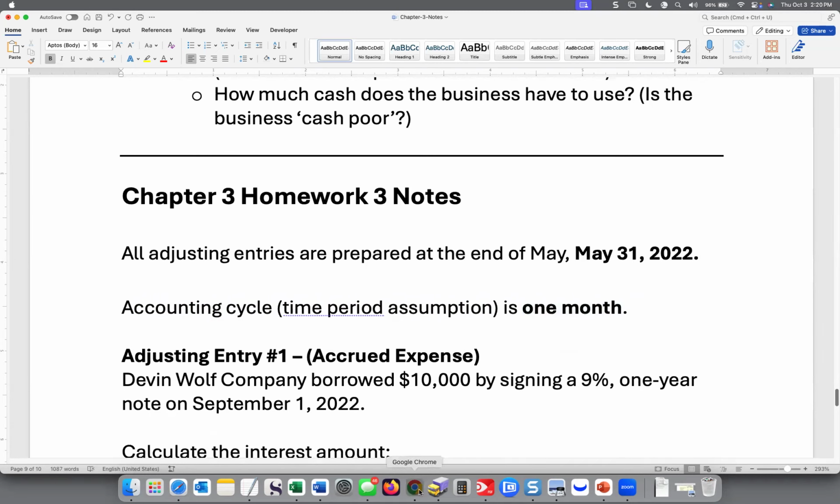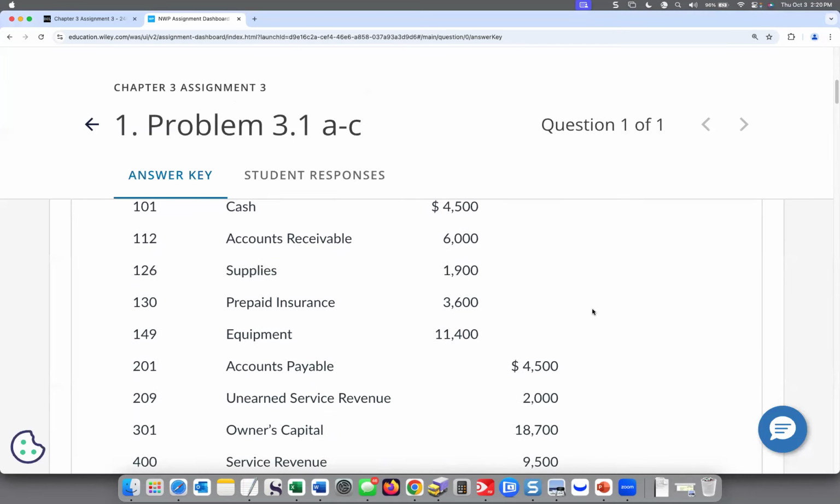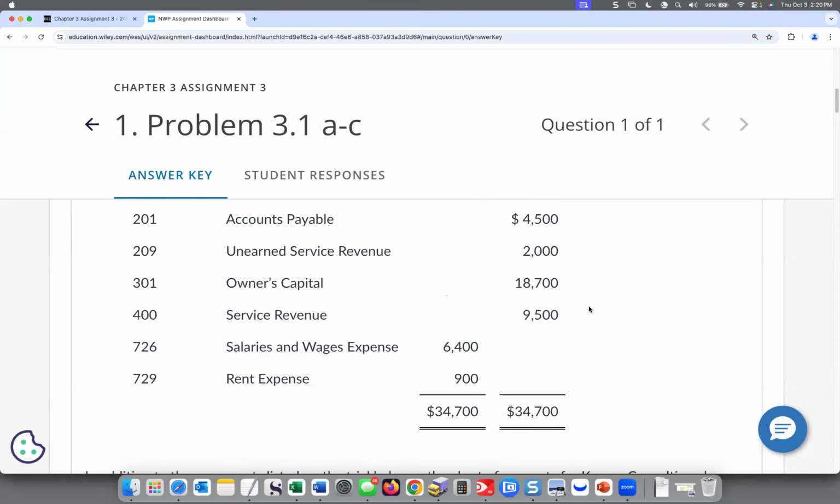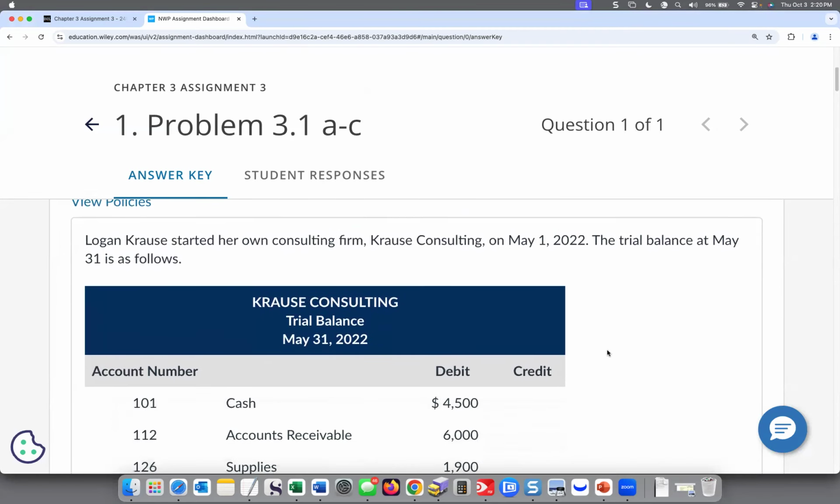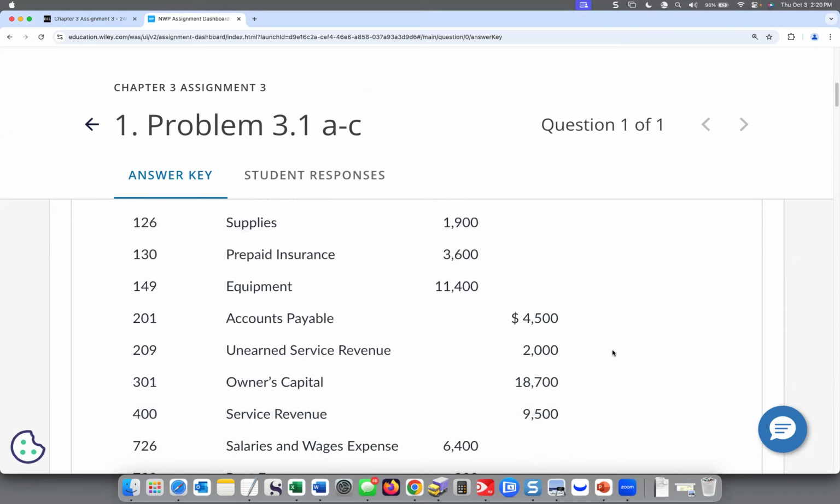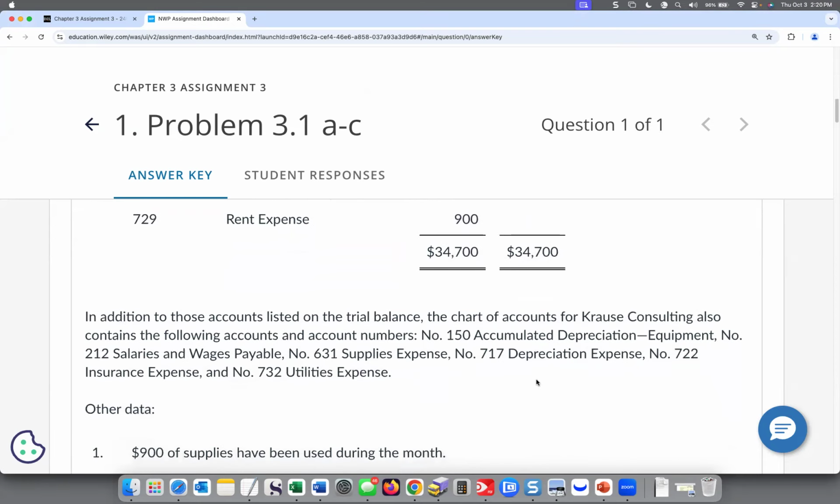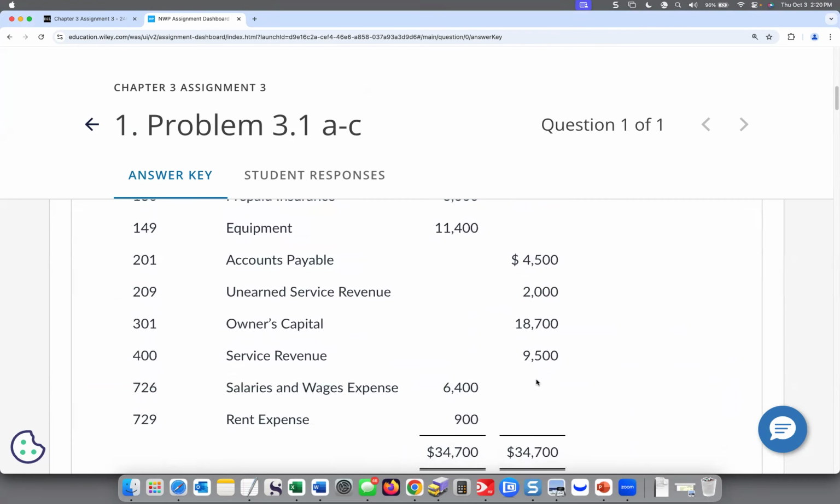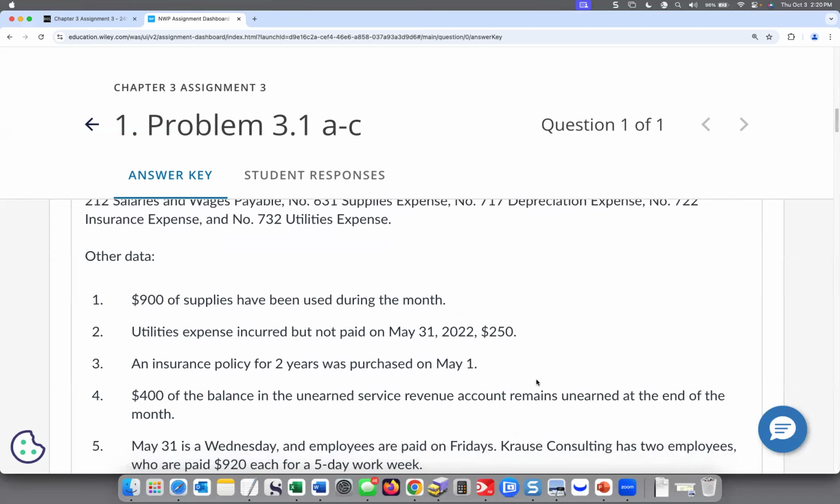So going back to the problem. We got our trial balance here, which we will reflect on as needed. It has some beginning balances, existing balances for all of our accounts. Debits equals credits in the trial balance, as it should. So we have a full-fledged trial balance there. Then, in addition to those accounts listed on a trial balance, the chart of accounts for Krause Consulting also contains the following accounts. And then you've got a laundry list of accounts that more than likely you would be using for adjusting entries. They're not on our initial trial balance, as you see up here. But once we complete some of our adjusting entries, they will become part of our adjusted trial balance, our second trial balance.